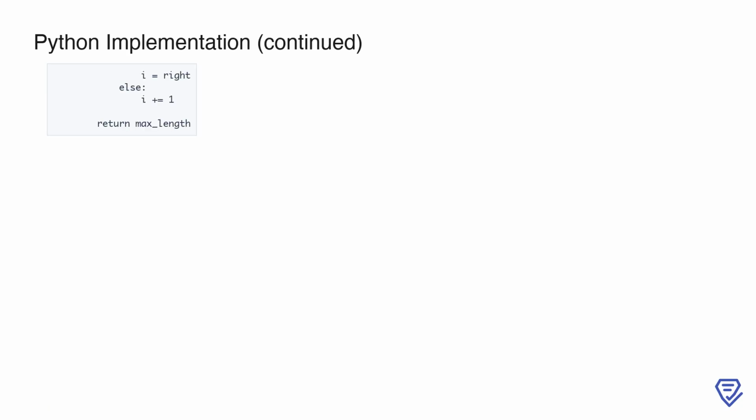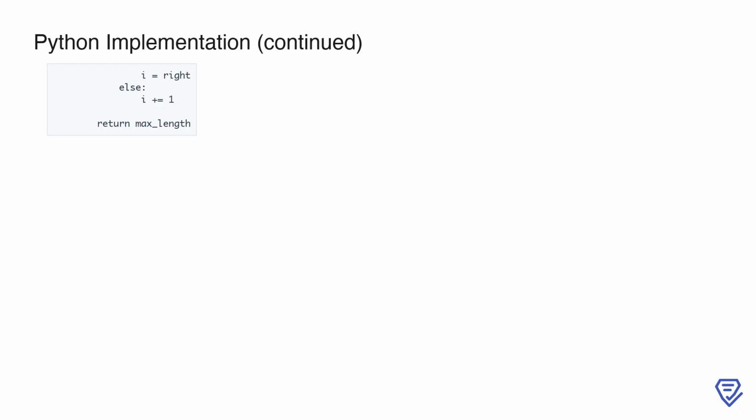After calculating the length of the mountain, we move the pointer i directly to the right boundary of the current mountain. This allows us to skip redundant checks for elements that are already part of the mountain, optimizing our traversal of the array. If the current element is not a peak, we simply increment i by 1 to continue checking the next element. Finally, once the while loop has completed, meaning we've traversed the entire array, we return max_length. This value represents the length of the longest mountain in the array.